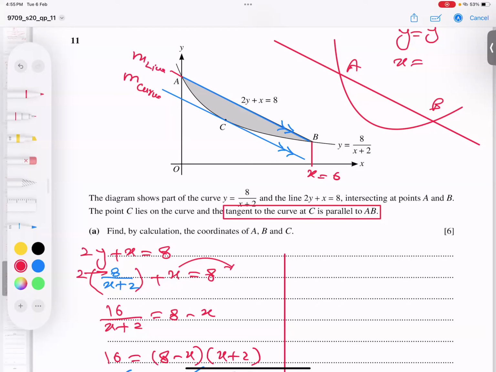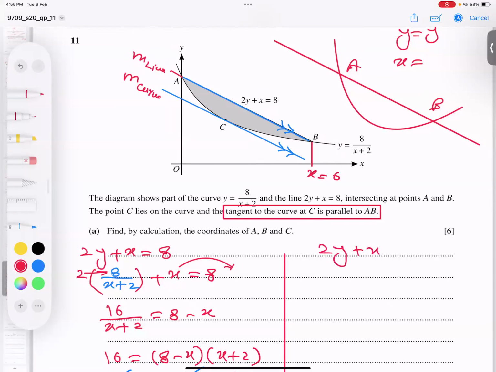Hold on. So this tangent to the curve actually, when I differentiate the equation of the curve, I will get the curve gradient. Make sure of that. So let's start. It means the planning is simple.